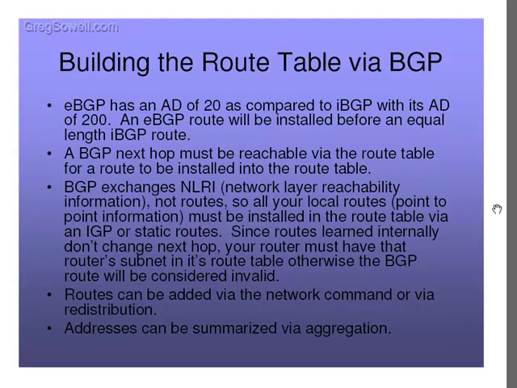And generally with OSPF, if you're in your IBGP infrastructure, running the full internet route table, you'll only put into your OSPF process your directly connected links, and you'll let BGP take care of the large-scale routing. Routes can be added via the network command or via redistribution. Addresses can be summarized via aggregation.